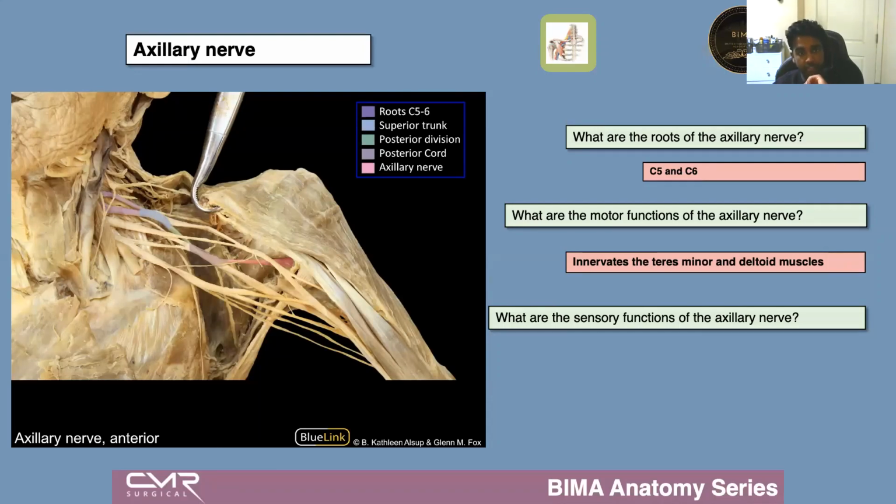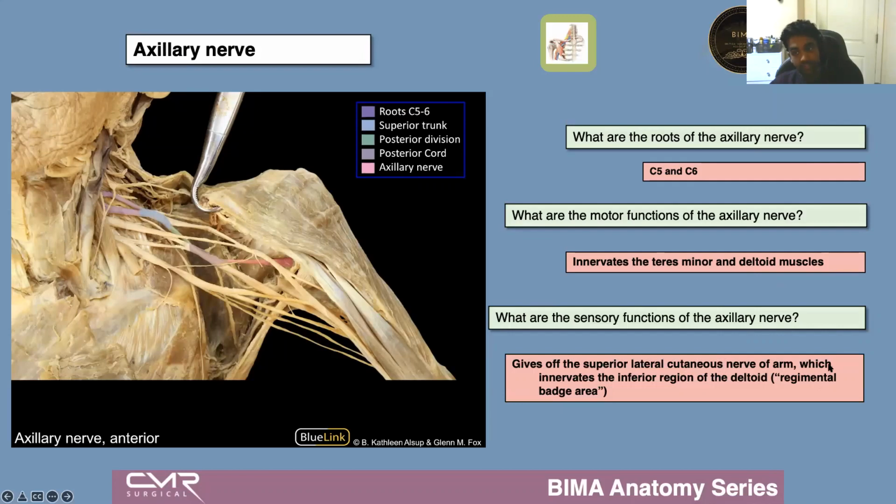Does everyone want to have a go at answering what the sensory functions of the axillary nerve are? Yeah, regimental badge area. It gives off the lateral cutaneous nerves of the arm, regimental badge area. It's probably the one sensory nerve of the brachial plexus that everyone remembers, because it's the axillary nerve, right next to the regimental badge area, and the regimental badge area just sounds really fancy, so everyone remembers it very easily for some reason.